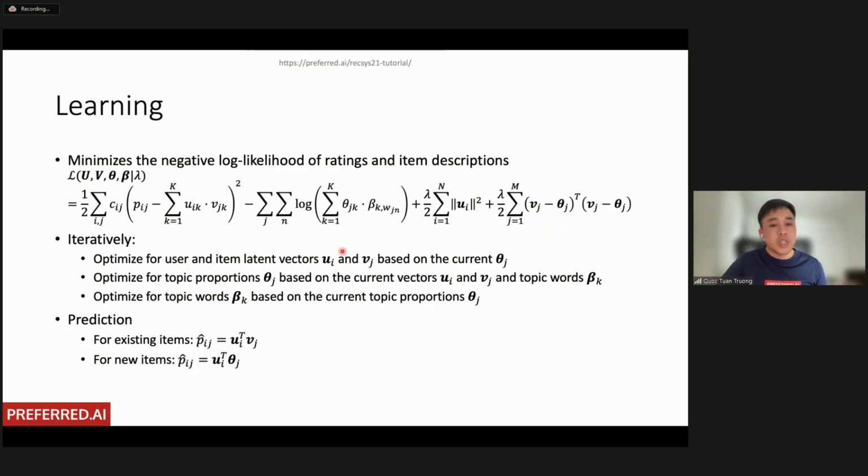So iteratively, we can estimate the parameters of the model. And for prediction using CTR, for existing items we already learn the vector V of that item, so we can directly make predictions for each user-item pair. Whereas for a new item that comes in, if we have access to the text of that particular item, then we can estimate the topic distribution theta of that item, and then we can make predictions as well.